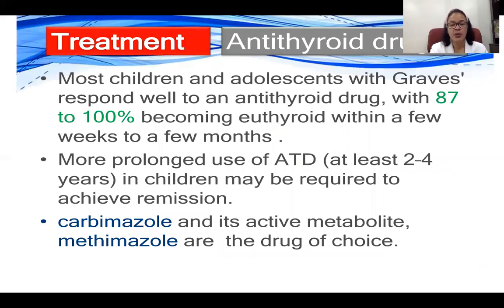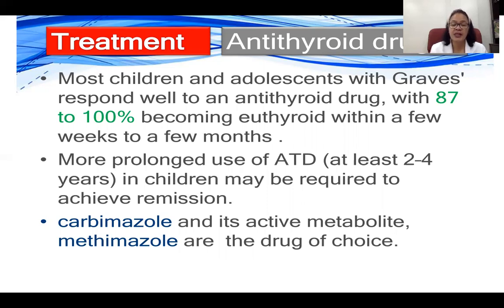Graves' disease. With anti-thyroid drugs, most children and adolescents would respond well, with 87 to 100% becoming euthyroid within a few weeks to a few months. The problem is that to achieve remission, you have to give the anti-thyroid drugs for a prolonged period, at least 2 to 4 years.